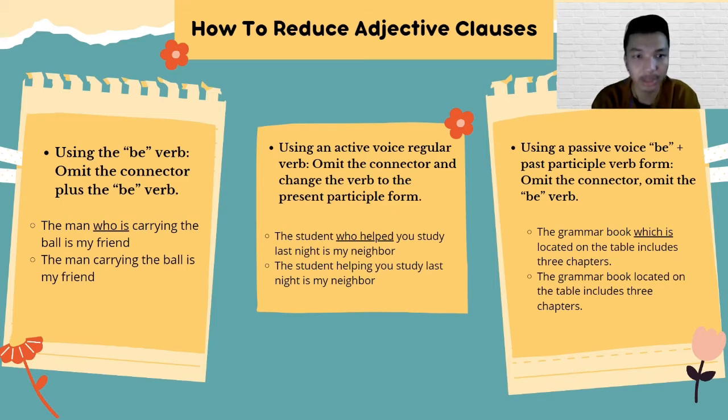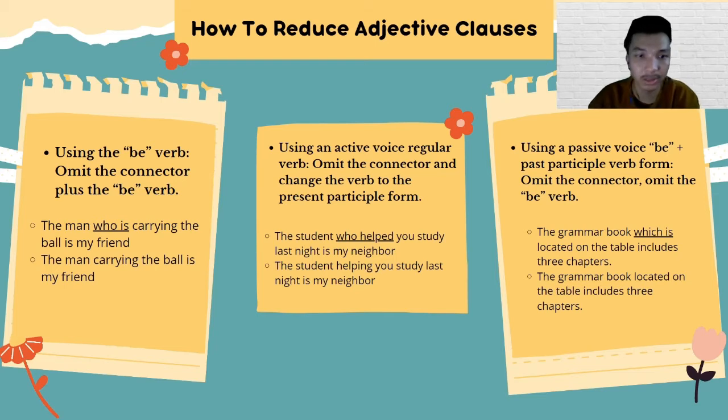The second one is adjective clauses using an active voice regular verb. In this situation, we omit the connector and change the verb to the present participle form. Example, the student who helped you study last night is my neighbor. We omit the connector and change the verb from the underlined word. The reduced adjective clause from the example is, the student helping you study last night is my neighbor.